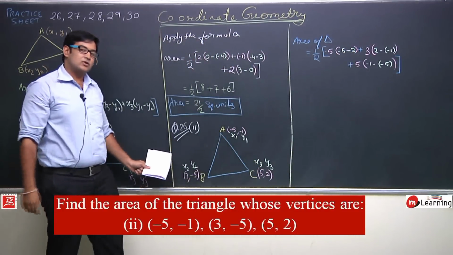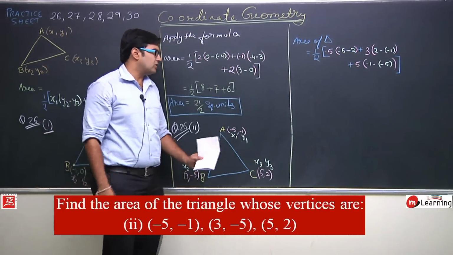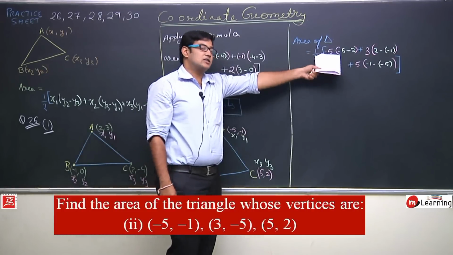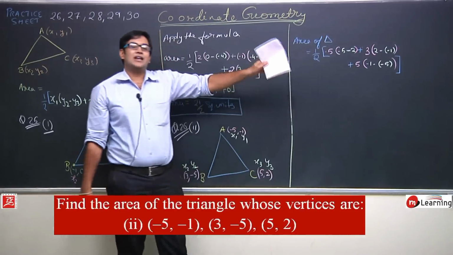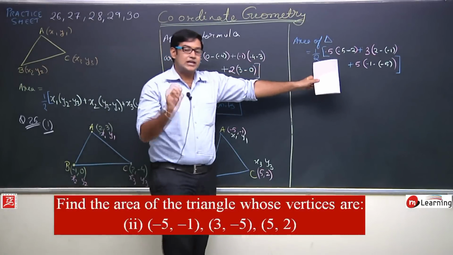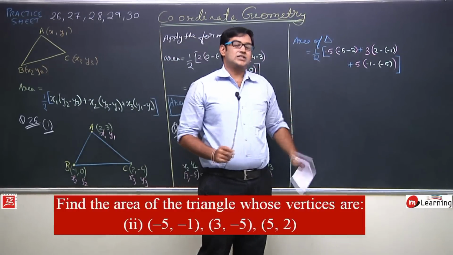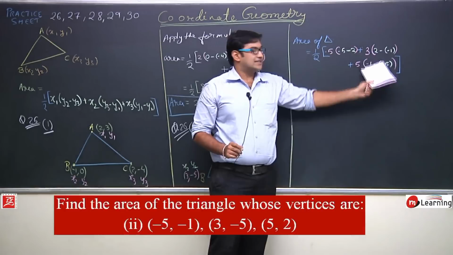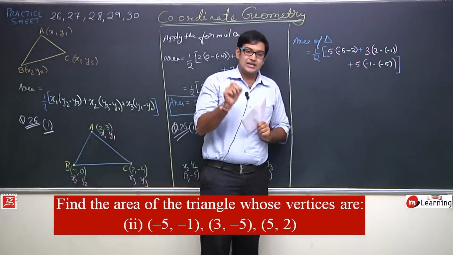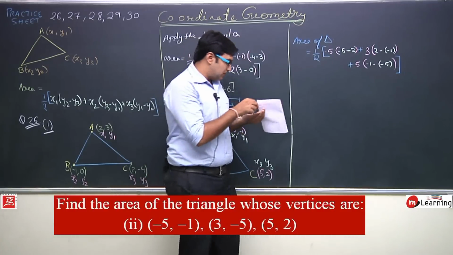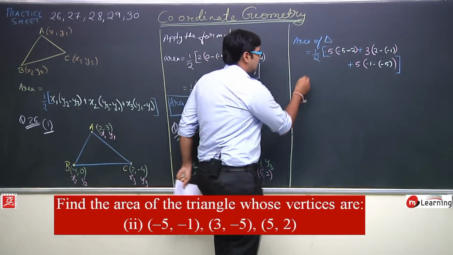This is the triangle whose vertices' coordinates are given to us. Now let us calculate this. It's a very simple calculation, but please be very careful while doing this calculation, because the minus signs coming here generally can cause confusion. So please be very, very careful while solving this.